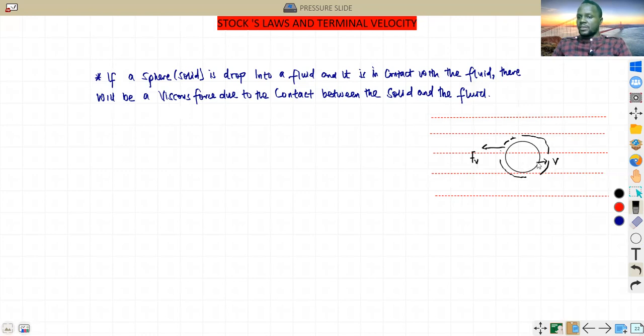What you understand is that as the velocity of flow of the fluid increases, the viscous force also tends to increase. So this is the theory behind the experiment of Stokes' law. At the point of contact, there will be a relative motion between the layers. As the speed increases, the viscous force will also tend to increase.